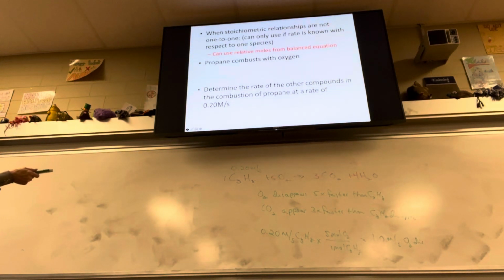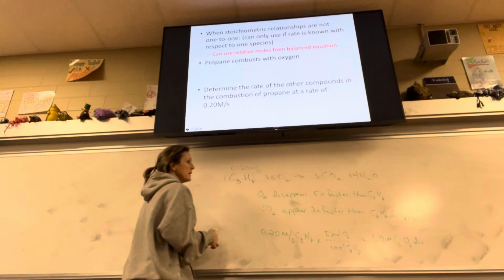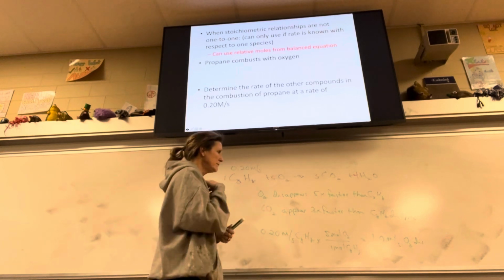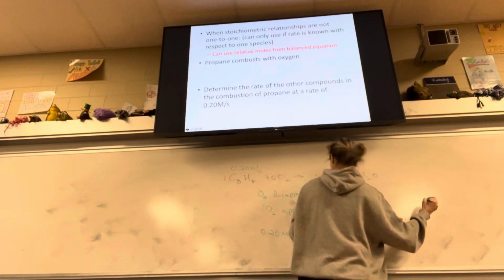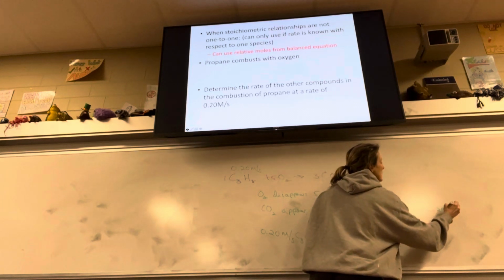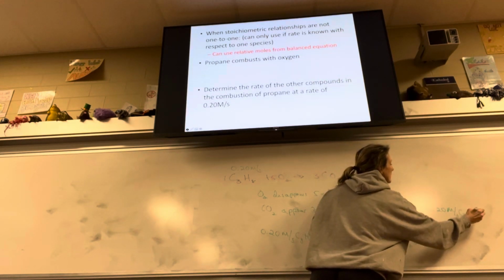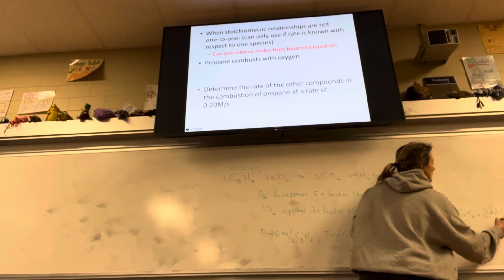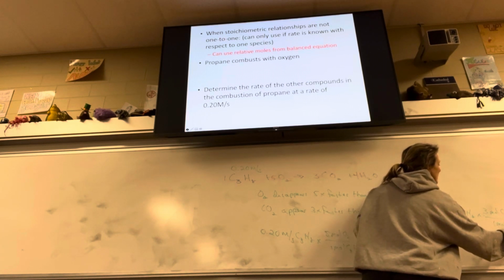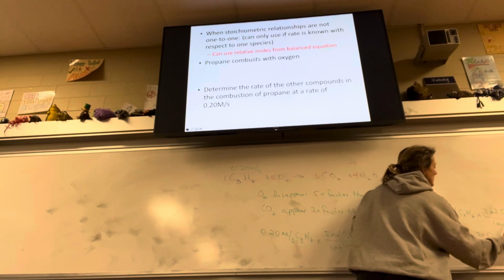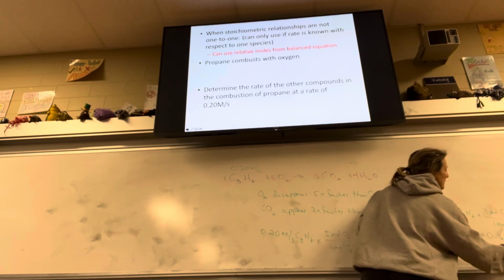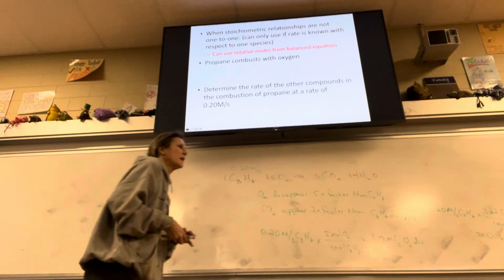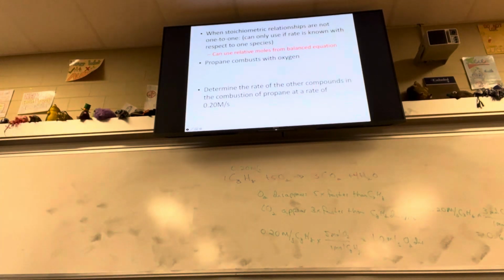Or if we wanted to look at the carbon dioxide, we said it's going to appear 3 times faster, so we do the same thing. We take 0.2 molar of the propane, and then multiply it by 3 moles of the carbon dioxide over 1 mole of the propane. That's going to give us 0.60 molar per second. So carbon dioxide will appear at a rate of 0.6 molar per second.